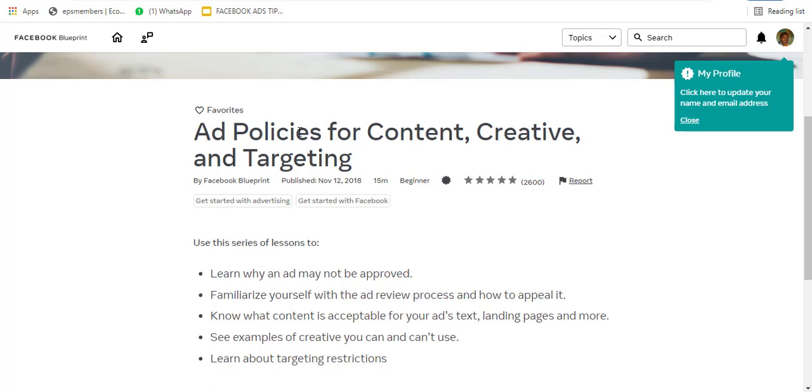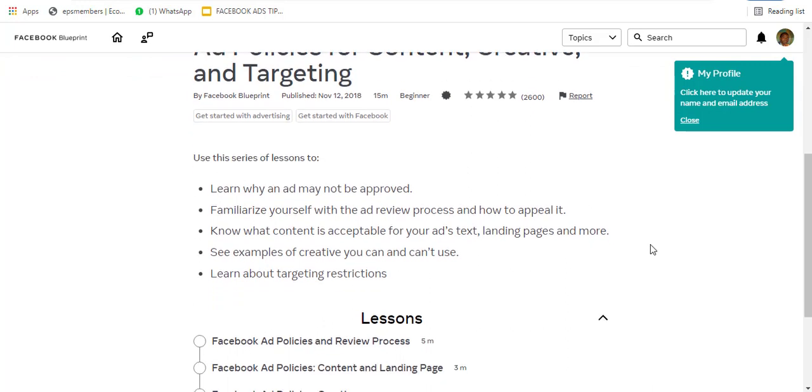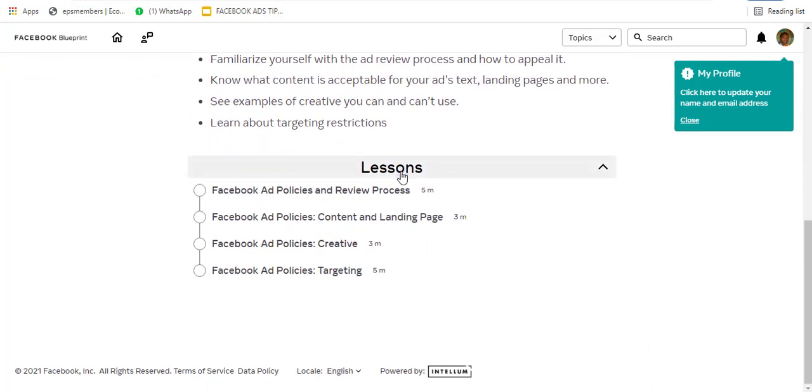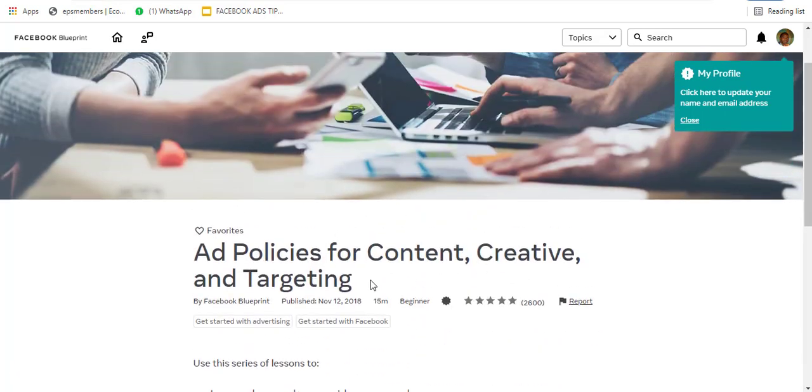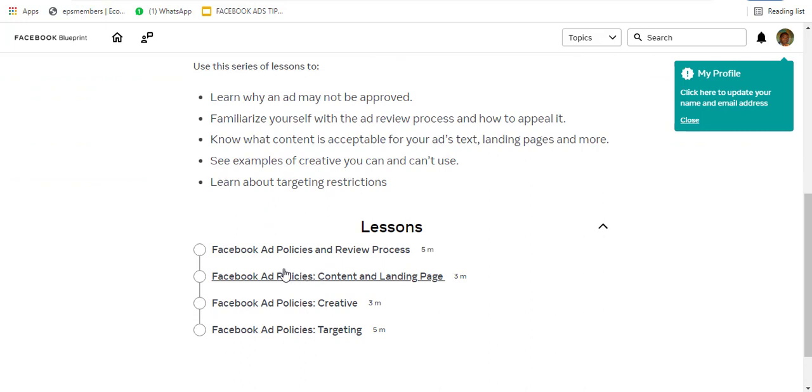And if you look at this one now, they are talking about ad policy for content, for creative and for targeting. What you need to know in terms of content, in terms of creative and in terms of targeting. And now when you scroll down, you see you have lessons under ad policy for content, creative and targeting. They have 4 lessons, and under this we have number 1, Facebook ad policy and review. This has to do with what you must do for your advert to be reviewed and approved, the process your ad will follow for it to be reviewed and to be approved.